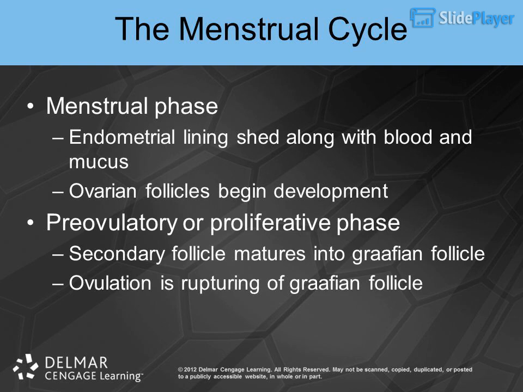The menstrual cycle. In the menstrual phase, the endometrial lining is shed along with blood and mucus. Ovarian follicles begin development. In the preovulatory or proliferative phase, a secondary follicle matures into a Graafian follicle. Ovulation is the rupturing of the Graafian follicle.